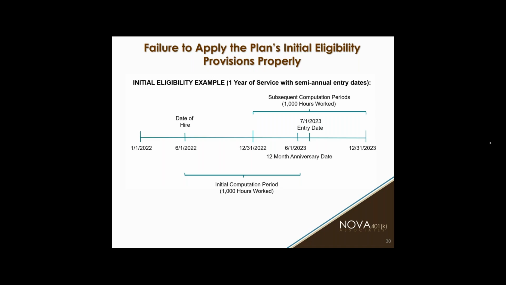So for the second, let's say this person was at 500 hours in the first, you go to the next year, you go to the calendar year, and then you ask the question again, did they work 1,000 hours in that period? And if it's yes, they would be credited with 1 year of service on 12/31/2023 in this example. And then they'd come in on the 1/1 entry date, 1/1/24. So that's how the 1-year wait works with semi-annual entry dates.